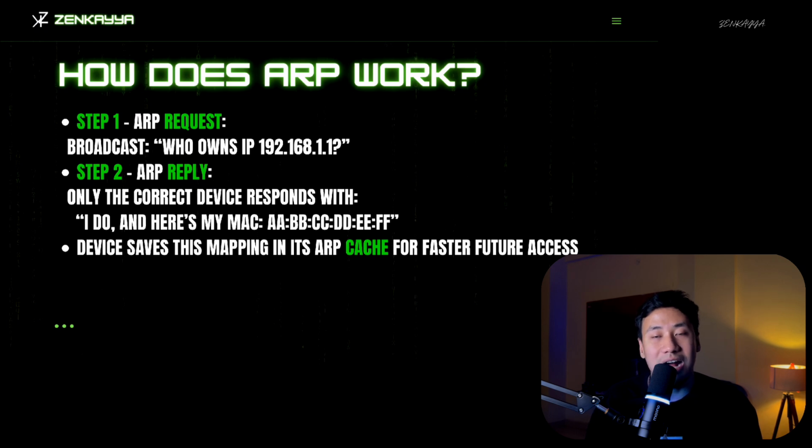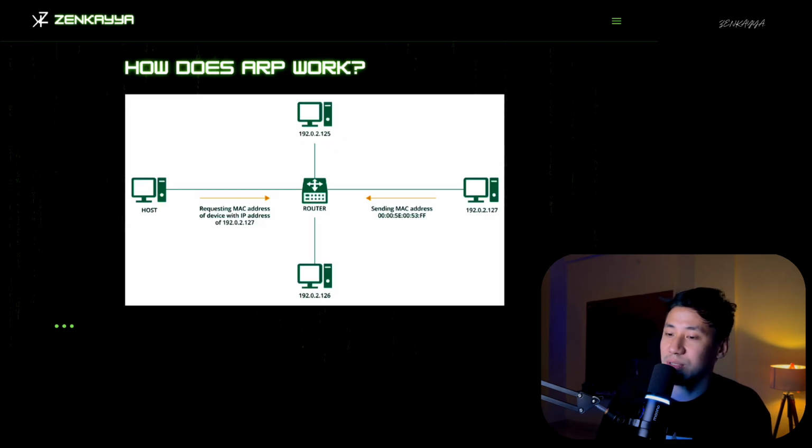192.168.1.1. Then ARP reply will come, that is, only the correct device responds with I do. This is my IP address, and this is my MAC address. It will reply with that MAC address. Device saves the mapping in its ARP cache. So whenever it replies, it will save the cache. All right, so that next time when it wants to communicate, it doesn't have to ask again and again what is your MAC address. All right, ARP is very, very important.